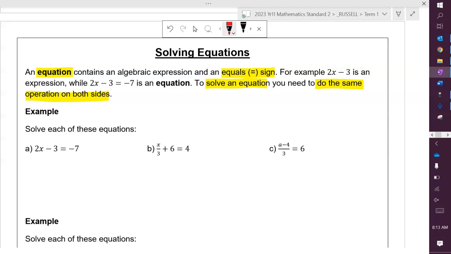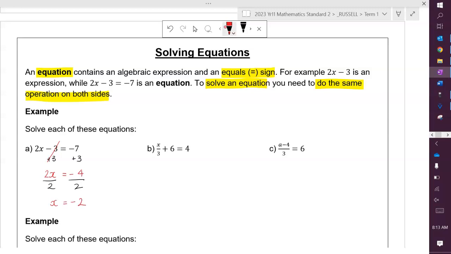So if we look at this equation here, we have 2x minus 3 equals negative 7. The first thing is I need to get rid of this negative, and the opposite of negative is to plus. So if I add 3 to both sides, these two cancel, left with 2x equals negative 4. And then in between a coefficient and a pronumeral we know is a multiplication, so the opposite of multiplying by 2 is to divide by 2. And that leaves us with x equaling negative 2.